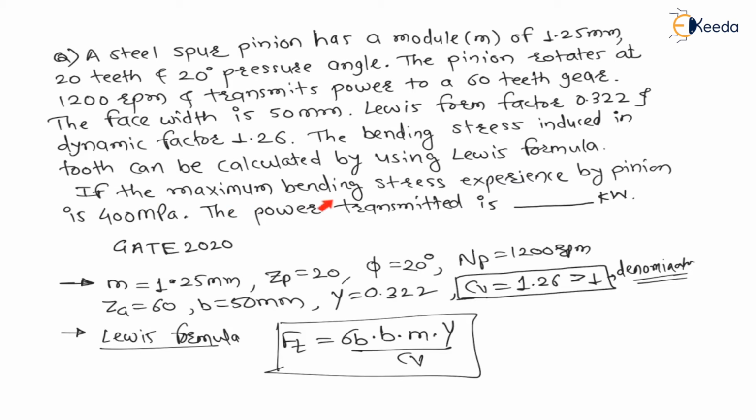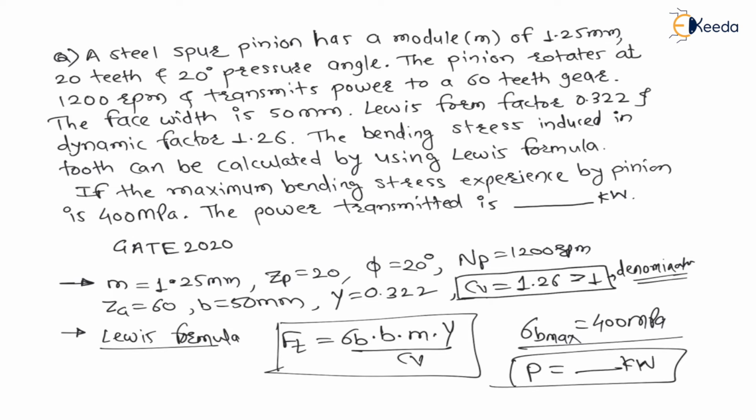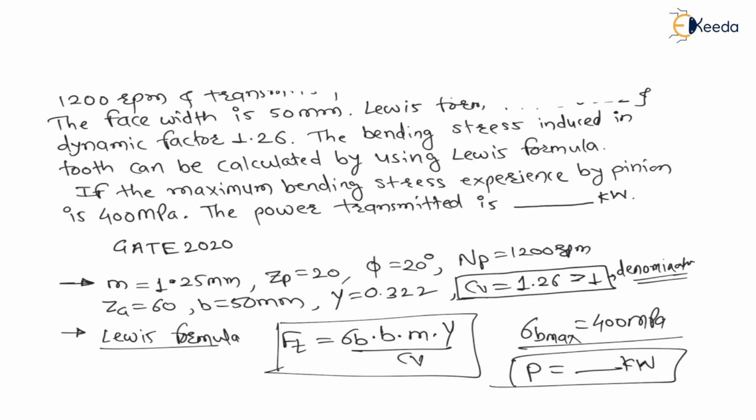Then the maximum bending stress experienced by pinion is 400 MPa. Now in pinion, sigma b max is 400 MPa. Means bending stress is given, my dear students. Here in this formula, bending stress is given, and the question is: the power transmitted is dash kilowatt. Now the question is to find power in kilowatt. This is the question, right? Now let us solve this question. I am erasing the question because we have already written the given data, right? Now let us go for the solution.